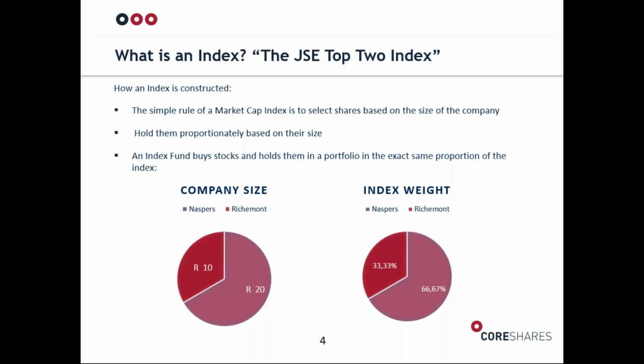Once we've established each company's market cap, we can then hold them proportionally based on their size. So if the two largest companies, for example, in the JSE were Naspers and Richemont, and they each had a market cap of 20 Rand and 10 Rand respectively, we see that the total value of that index would be 30 Rand. And thus, Naspers would have a 67% weighting and Richemont would have a 33% weighting in the index. This difference in weighting also means that changes in Naspers' performance or share price will have a much greater effect on the index as compared to changes in Richemont.